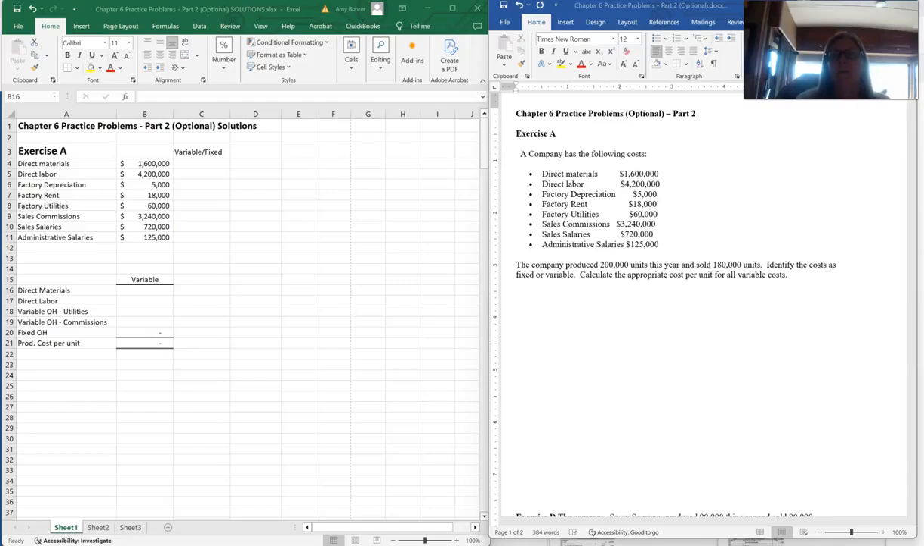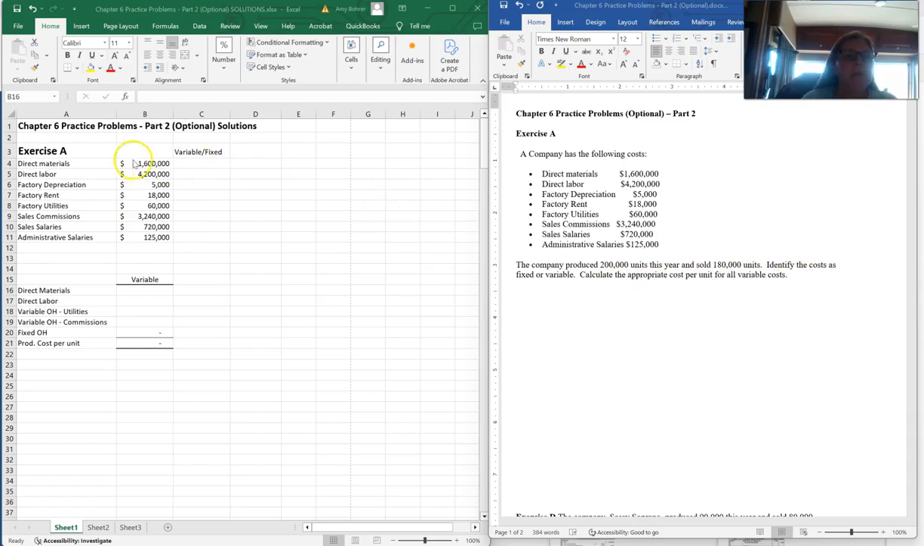Okay, Chapter 6 talks about variable versus absorption costs, variable versus fixed costs. So this first problem gives you all these costs that the company incurred, and it says the company produced 200,000 units this year and sold 180,000 units. Identify the costs as fixed or variable, and calculate the appropriate cost per unit for all variable costs.